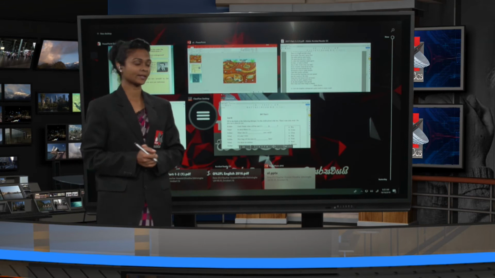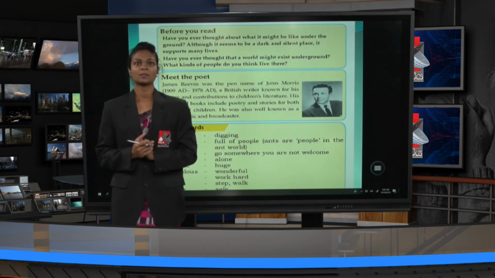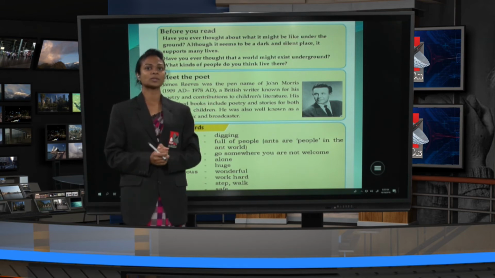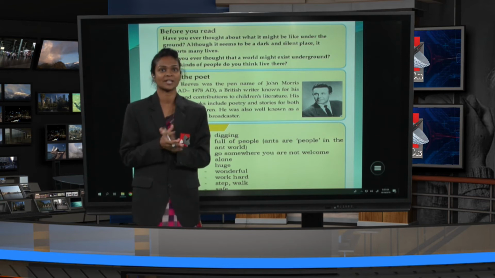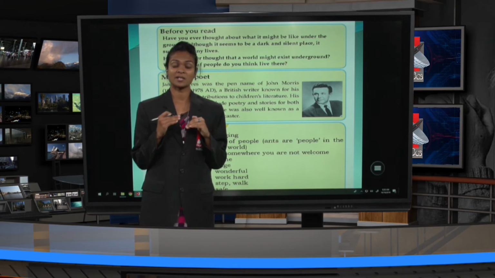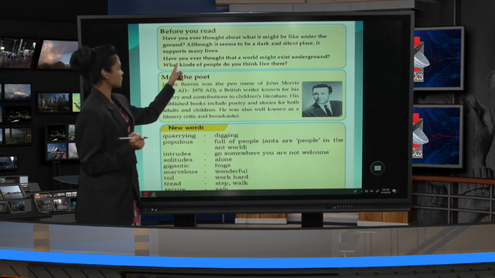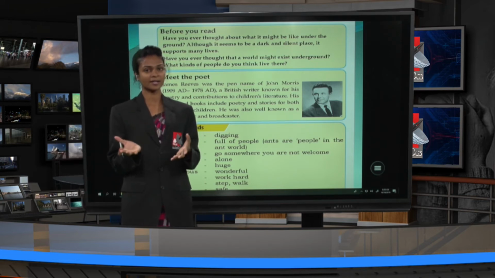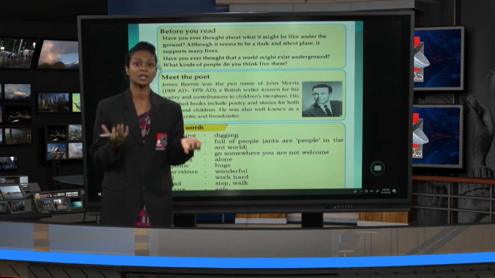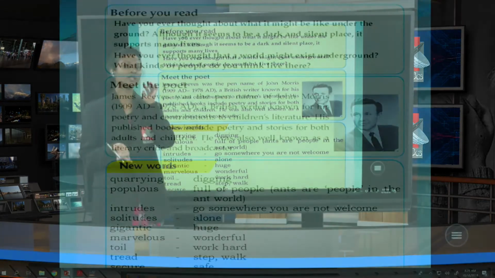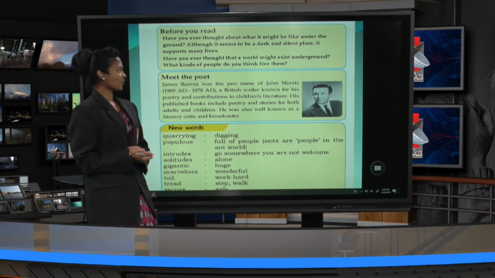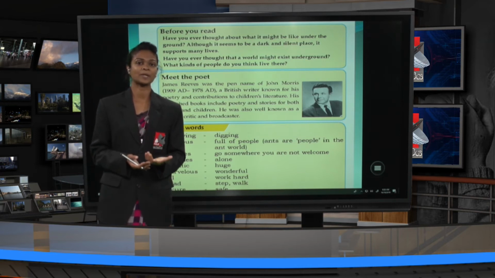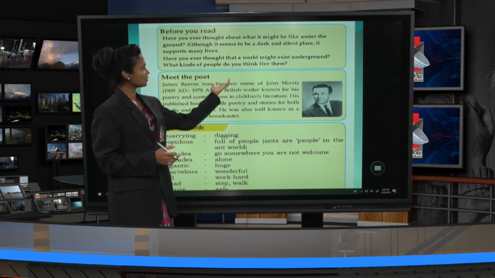Before you read the poem, what you have to do is this. Please go through this one. Have you ever thought about what it might be like underground? Although it seems to be a dark and silent place, it supports many lives. Have you ever thought that a world might exist underground? What kind of people do you think live there? That can be animals as well.